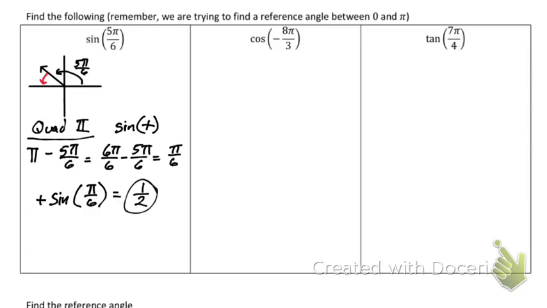All right, negative 8 pi over 3. I don't want to deal with negative, so I'm going to make it positive. I'm going to find a coterminal angle to start off with.